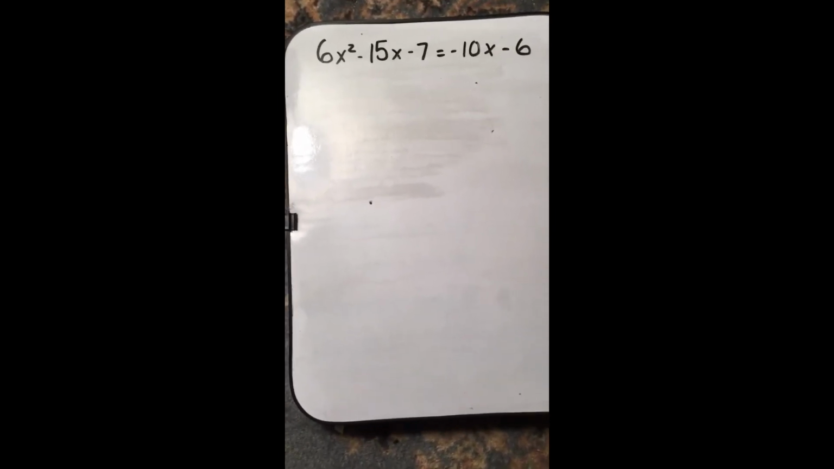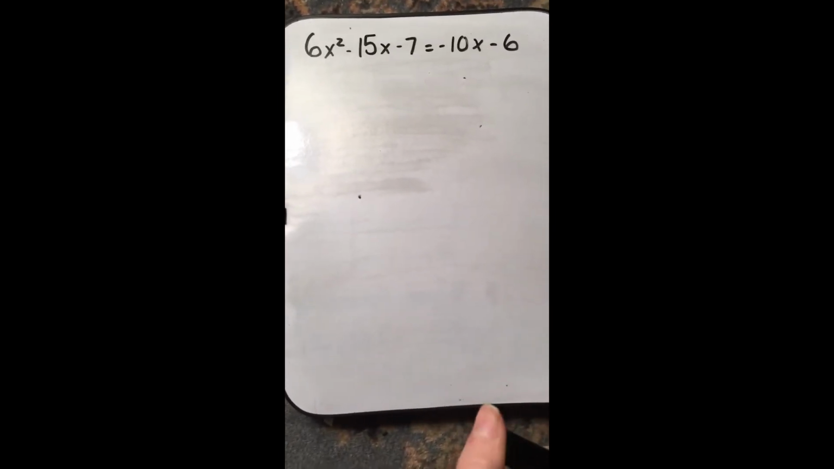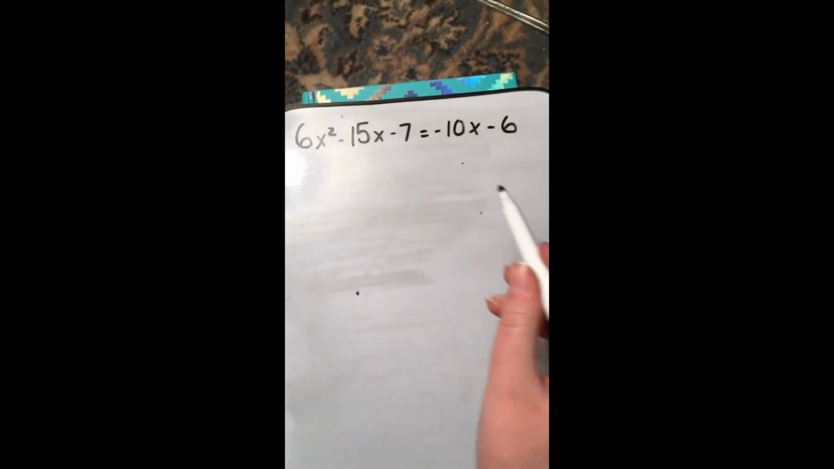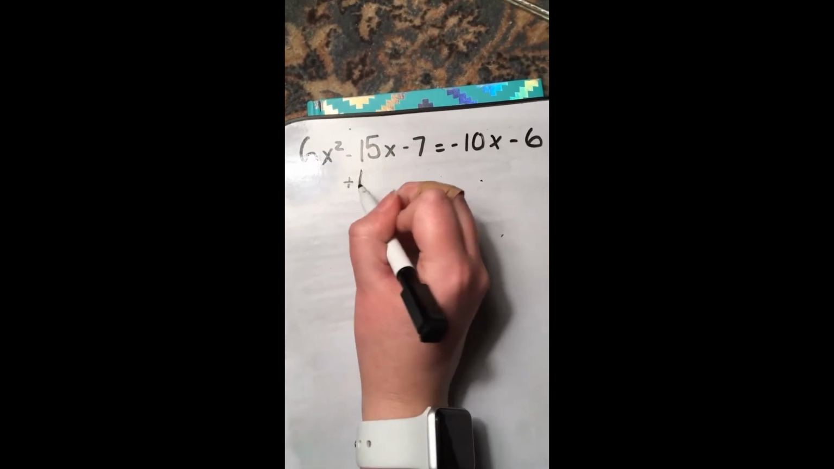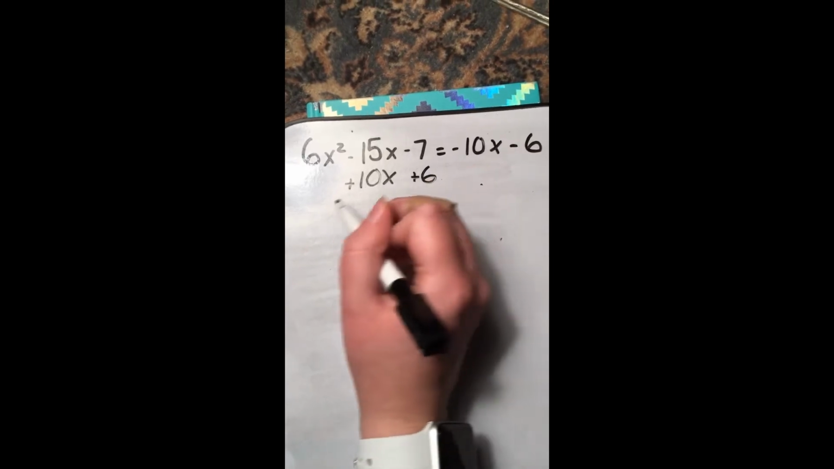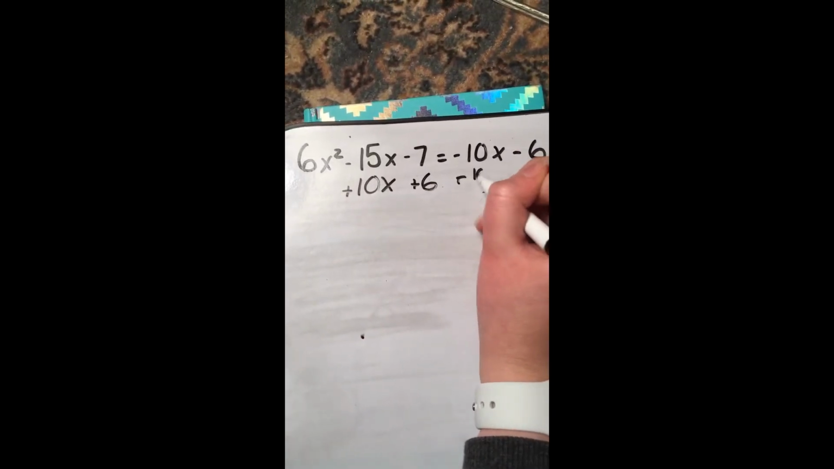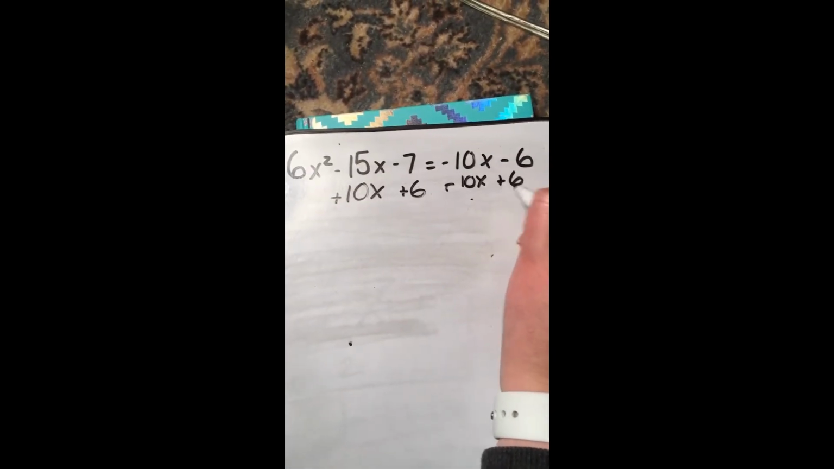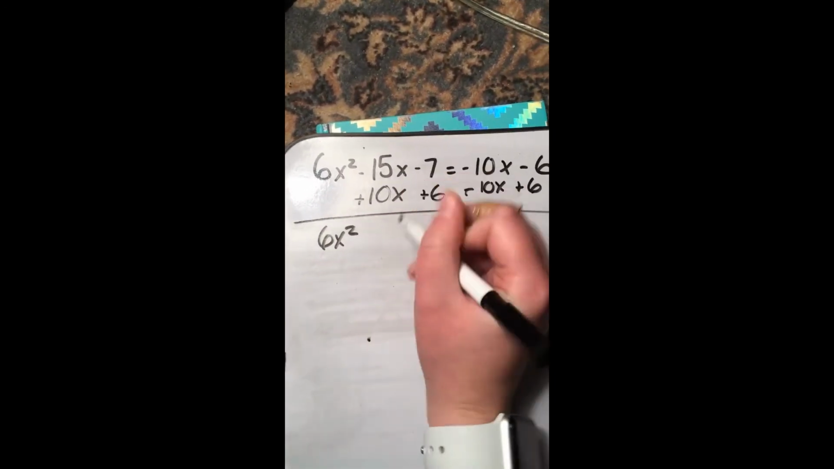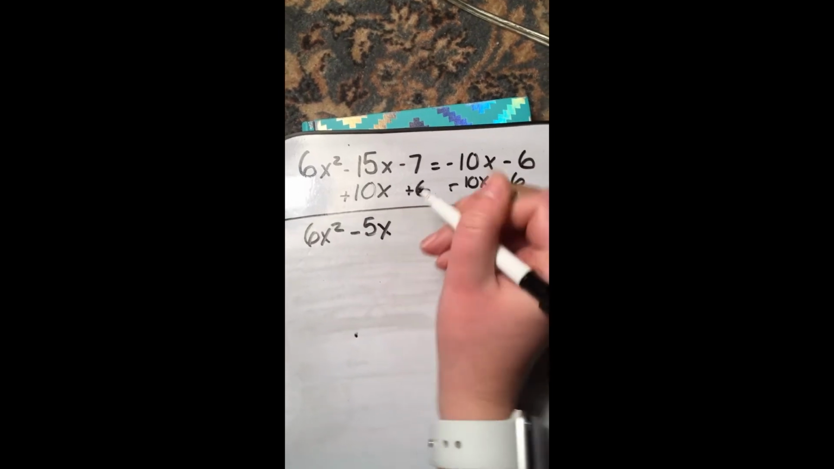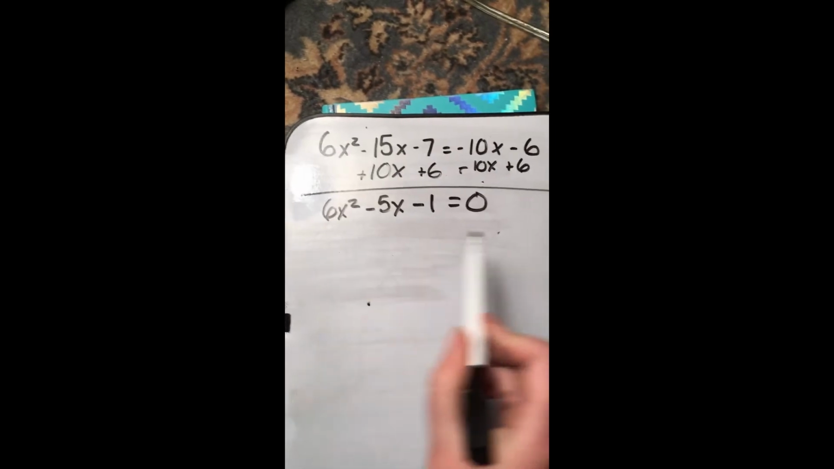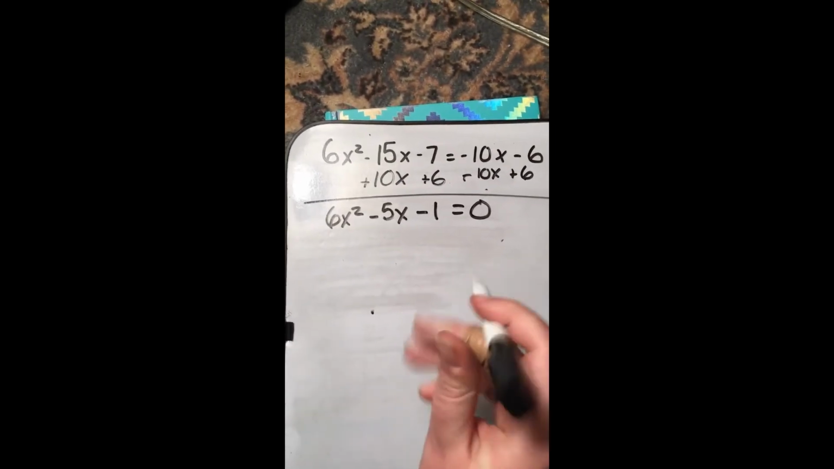Alright, so first thing we have to do is write this in standard form. It's not in standard form because it does not equal 0. Alright, so we have to add a 10x to this side and also positive 6 to this side, and this side as well. So we're going to end up with 6x squared minus 5x minus 1 equals 0. Alright, so now we have it in standard form.